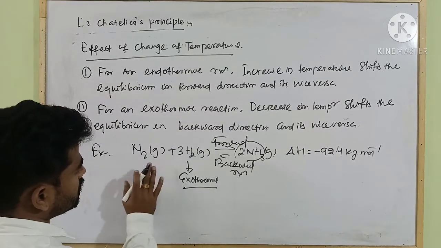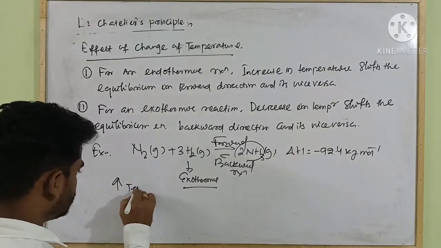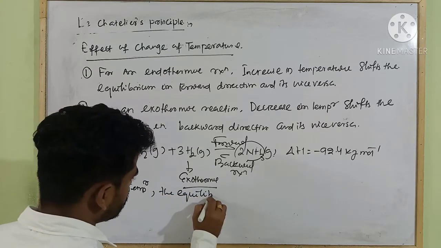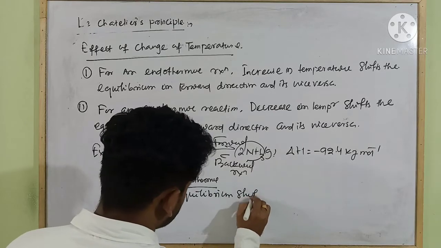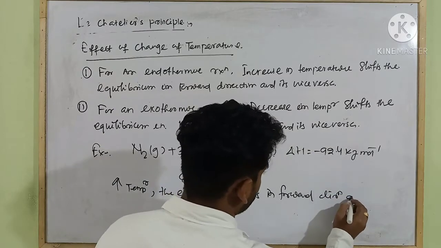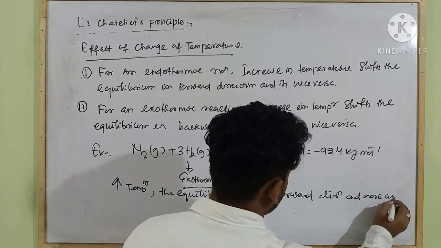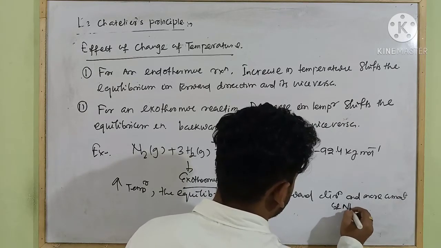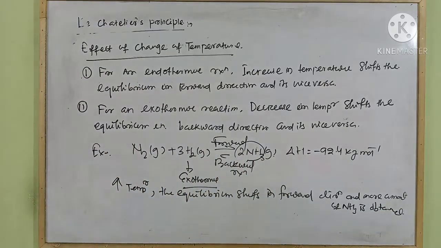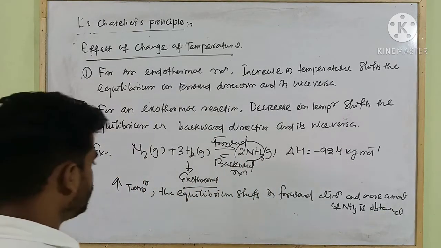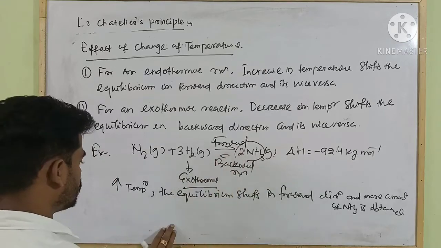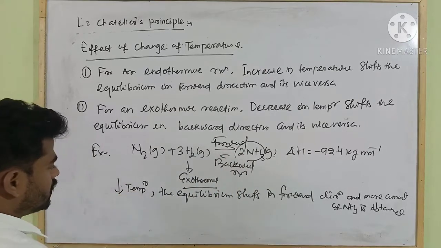So for this reaction, since it is exothermic, with decrease in temperature, the equilibrium shifts in the forward direction and more amount of ammonia is obtained, as the reaction is exothermic. So definitely it is decrease in temperature that favors it, and it's vice versa.